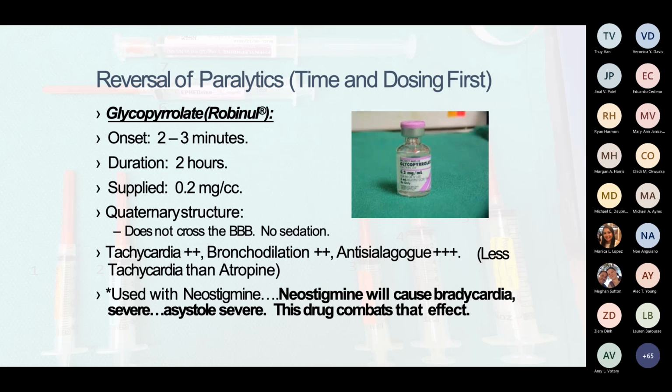And other things for you to think about, there are some side effects from giving the glycopyrrolate. Obviously, the tachycardia I mentioned. Bronchodilation is generally a good thing. You'll see the drying effects. And one thing for you to think about is that when you start looking at the medications, other things you can use in similar situations include atropine, but because we tend to get a lot more tachycardia with atropine, we try to use glycopyrrolate first.